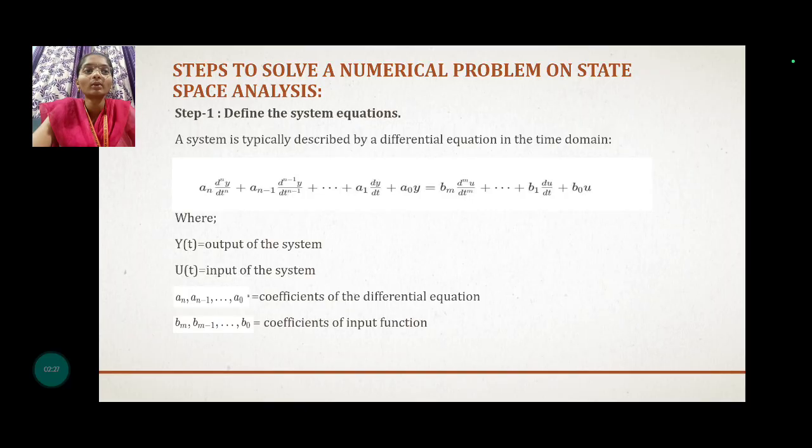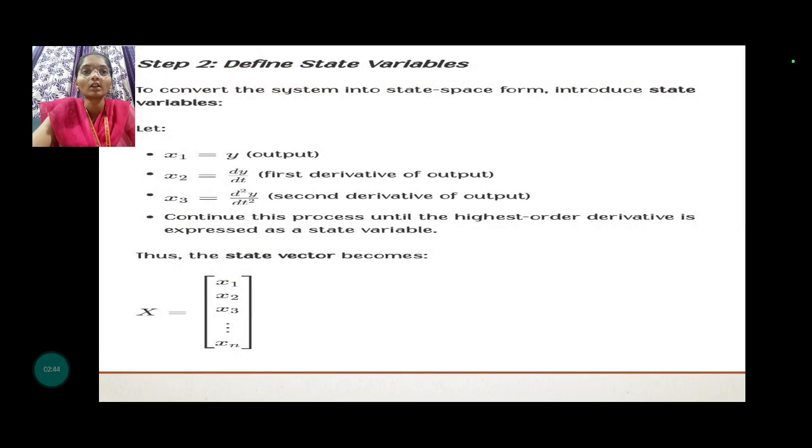plus b1 du/dt plus b0 u, where y(t) is the output of the system and u(t) is the input of the system. an, a(n-1) and so on to a0 are the coefficients of the differential equation, and bm, b(m-1) and so on to b0 are the coefficients of the input function. Step 2: define the state variables.